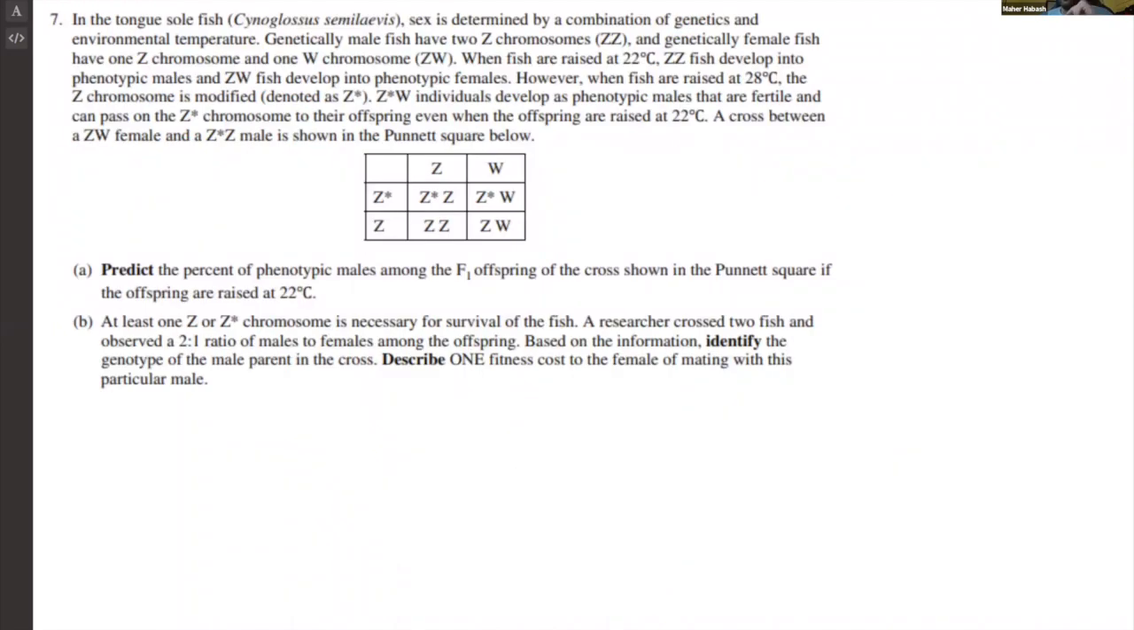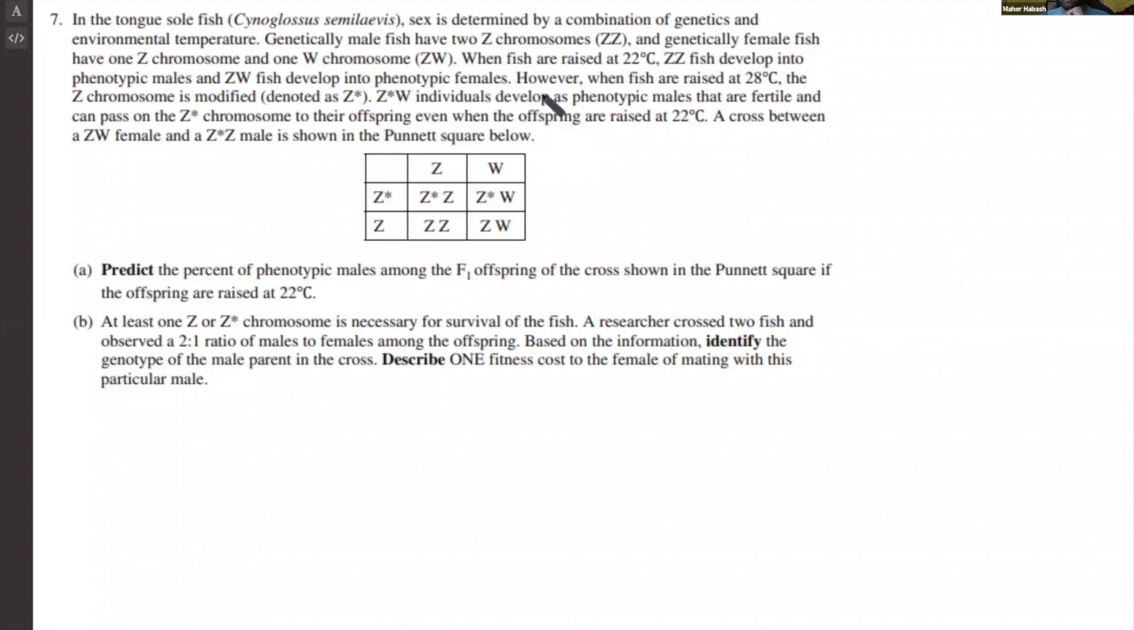Okay, didn't do too much genetics today. In the tongue sole fish, sex is determined by a combination of genetics and environmental temperature. Genetically male fish have 2 Z chromosomes. Genetically female fish have 1 Z and 1 W. When fish are raised at 22 degrees Celsius, ZZ fish develop into phenotypic males and ZW into phenotypic females. However, when fish are raised at 28, the Z chromosome is modified, denoted as Z star.